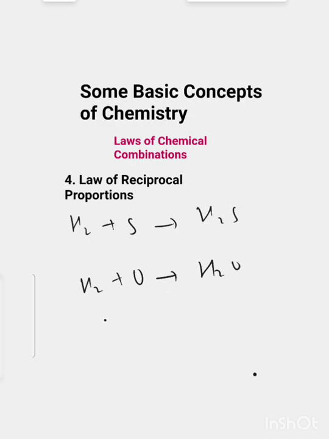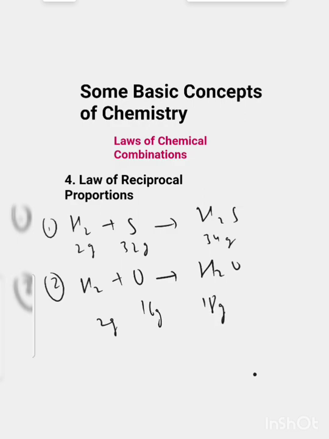Now the ratio of sulfur and oxygen. First of all, this is the first reaction, this is the second reaction. This will be 2 gram, this will be 32 gram, this will be 34 gram. And in the second reaction, this is 2 gram, this is 16 gram, this will be 18 gram. So the ratio of sulfur to oxygen will be 32 to 16 by weight. This will be 2 ratio 1.